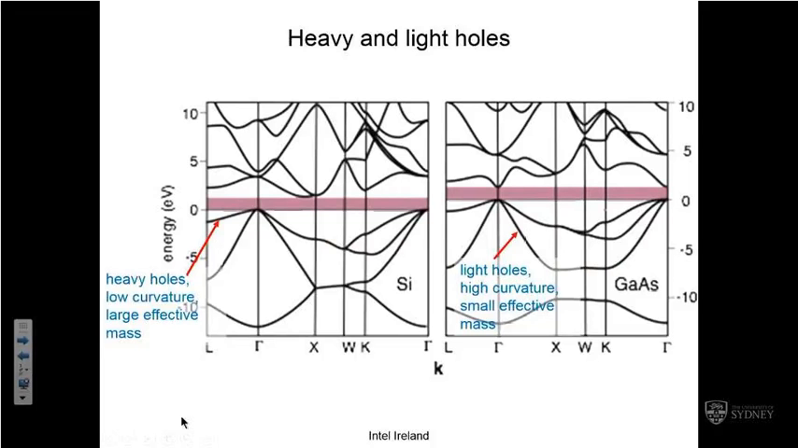And conversely for this light hole band, it has a very high curvature here, so it'll have a very small effective mass, hence the word light. And you can see that both of these semiconductors have these characteristic heavy bands and also these light bands there. So heavy holes and light holes, okay, that's some terminology.